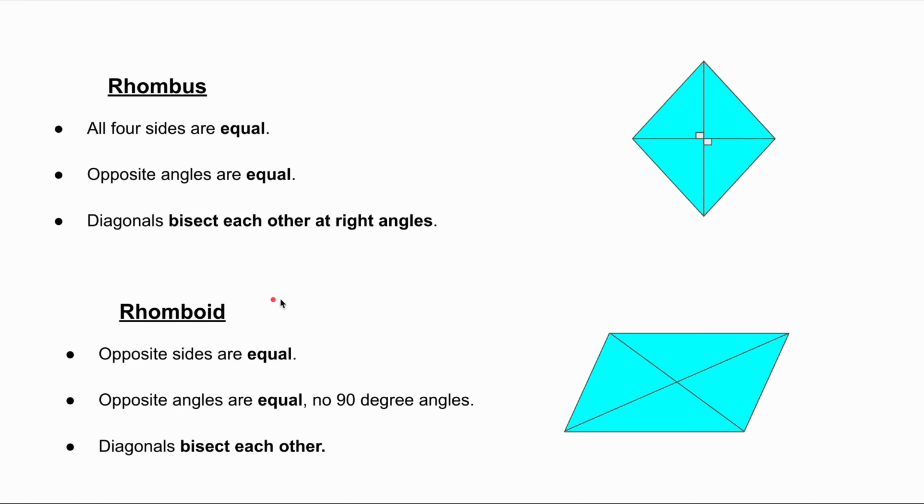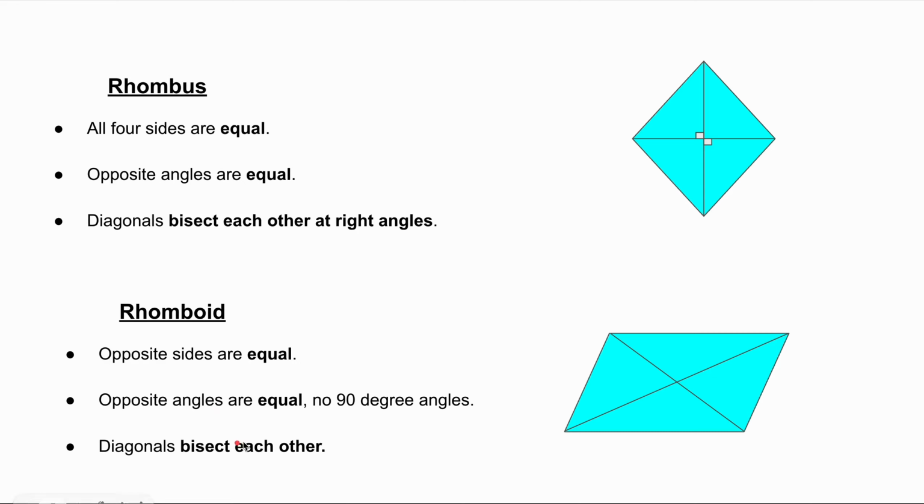A rhomboid is another type of rhombus, only that the adjacent sides have different lengths. It's basically a parallelogram where you have opposite sides parallel, two pairs of opposite sides that are parallel. Opposite angles are equal. This angle and this angle are the same, and this angle and this angle are the same.